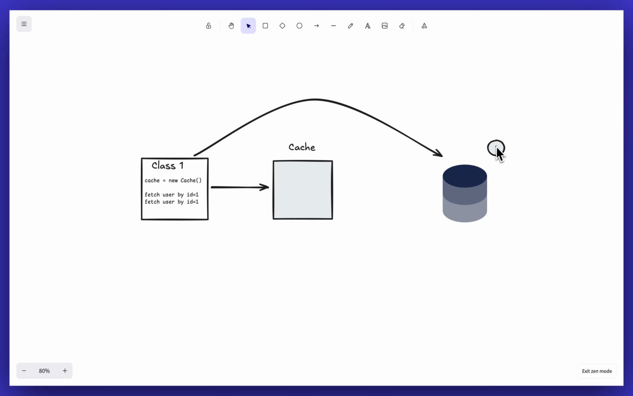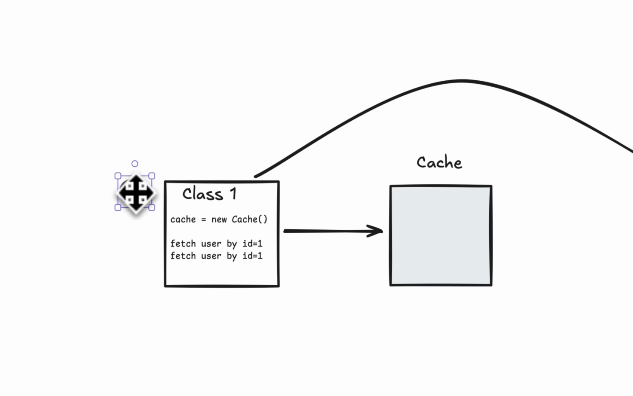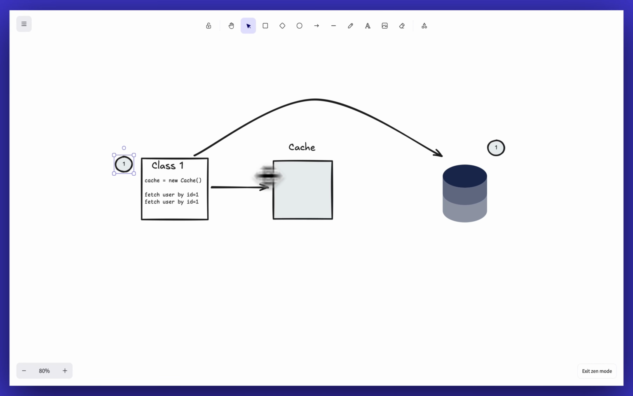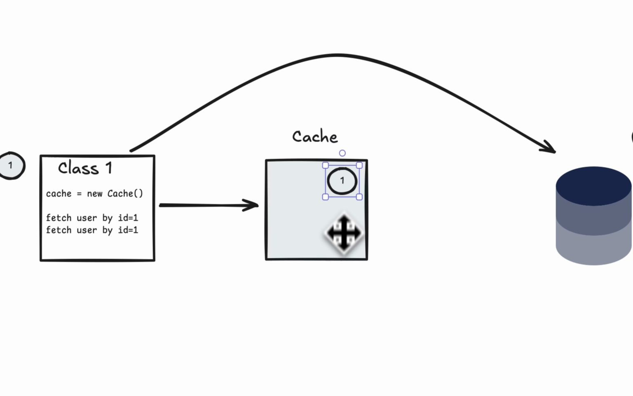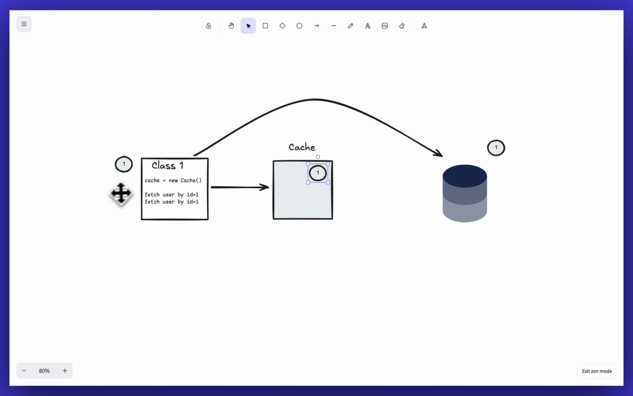Okay. Now this database will send the user data to the class. So this particular data will be sent. Okay. And it will also store the user data into the cache so that for the future request, we don't have to make a call to the database. So now the cache also has the user data of user ID 1.